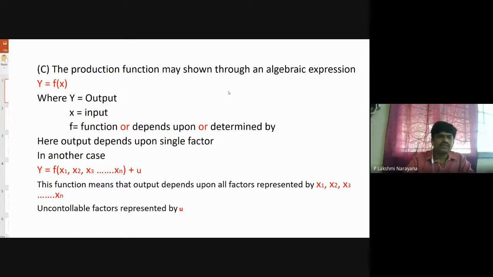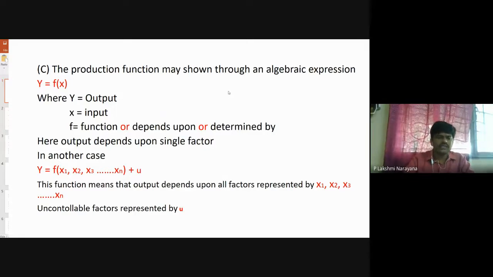So here y is equal to f of x means y depends upon x. Y is a function of x. Y is determined by x. That is the terminology you can use. Here the output depends upon a single factor. Why? Because x is a single input. Factor is nothing but input.